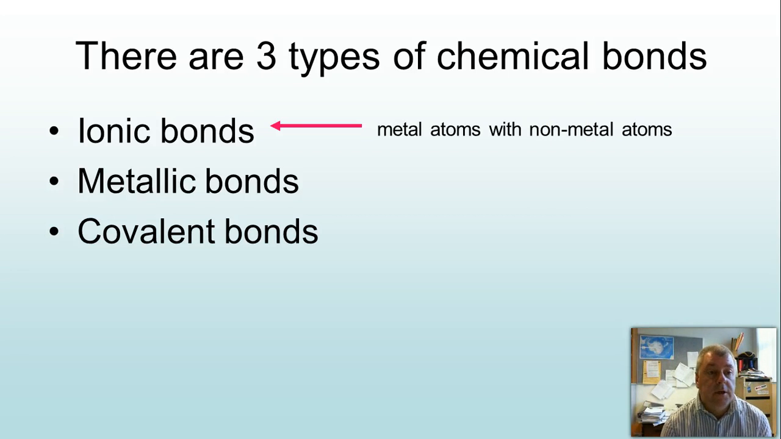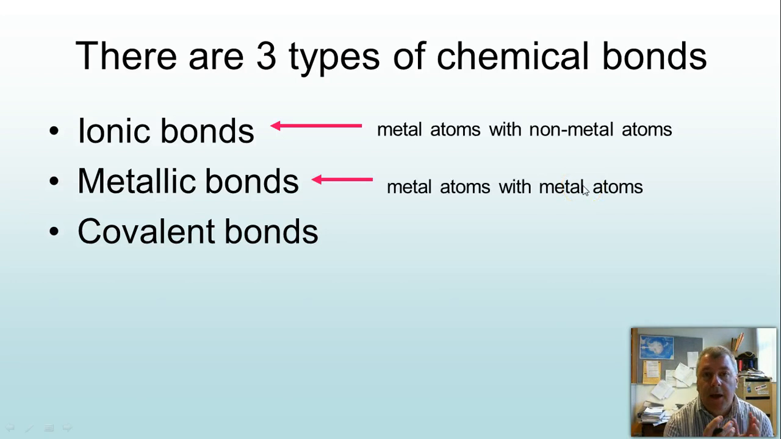So remember from the periodic table, the metal atoms are on the left hand side of the staircase and the non-metals are on the right hand side. So when you get something like sodium and chlorine, metal, non-metal, that's going to be recognized as an ionic bond. The metallic bonds are the bonds that occur between the metal atoms, so anything on the left hand side of the periodic table.